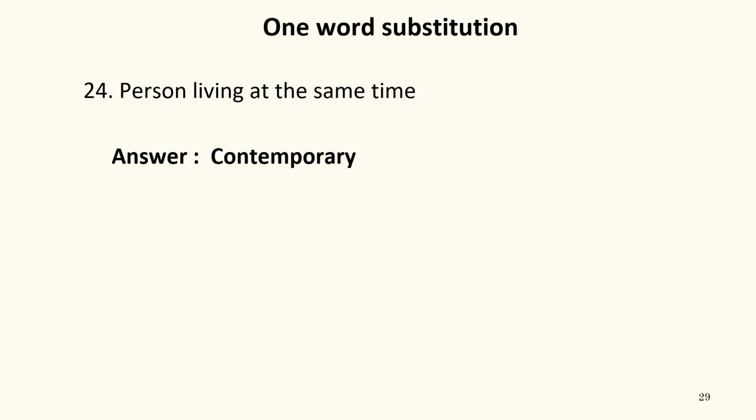People or persons living at the same time, that is called contemporary. For example, if I say my grandfather was of the time of Honorable Prime Minister Shri Jawaharlal Nehru ji, that is contemporary because they both were living at the same time.